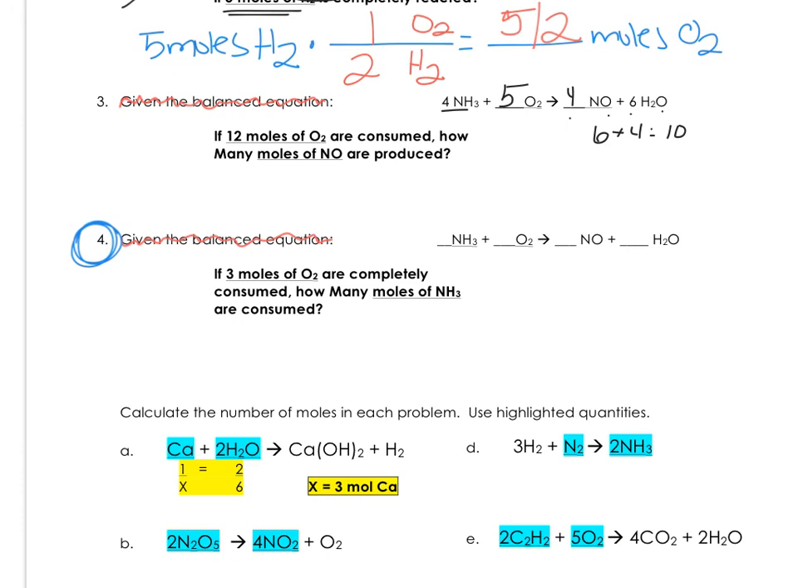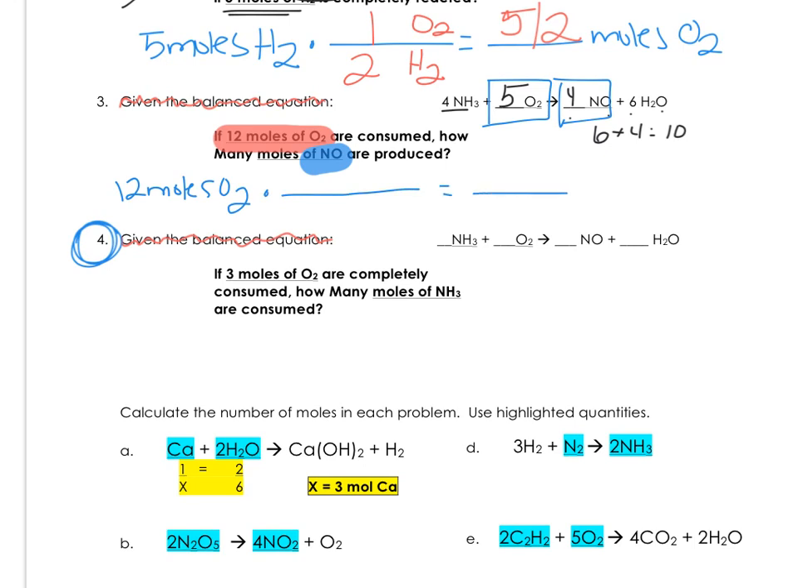Okay, so let's read your question. We're going to take a look, and we have given to us 12 moles of O2, and we want to know how many moles of NO are produced. All right, so we're going to start with our given, 12 moles of O2, and I'm going to put a box around my O2 and a box around my NO, because those are the only two that I'm concerned with right now. So 12 moles O2, dot line, equal to, and I want to end up in moles of NO.